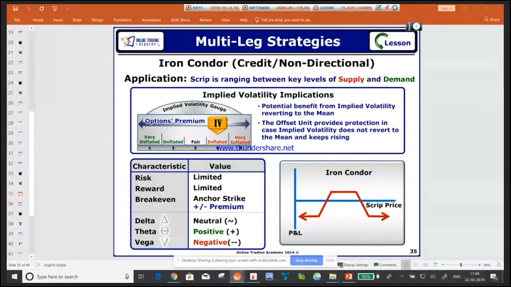All right, so I'll just read through this quickly, and if anybody has any questions, go ahead and ask me. Again, this script is ranging in between key levels of supply and demand. Instead of IV being in section 5, IV is in section 4. Potential benefit from IV reverting to the mean. The offset provides protection in case IV goes back to section 5. Yes, Harish. If money wasn't earned, why would we keep it, why would I tell you? You make money.